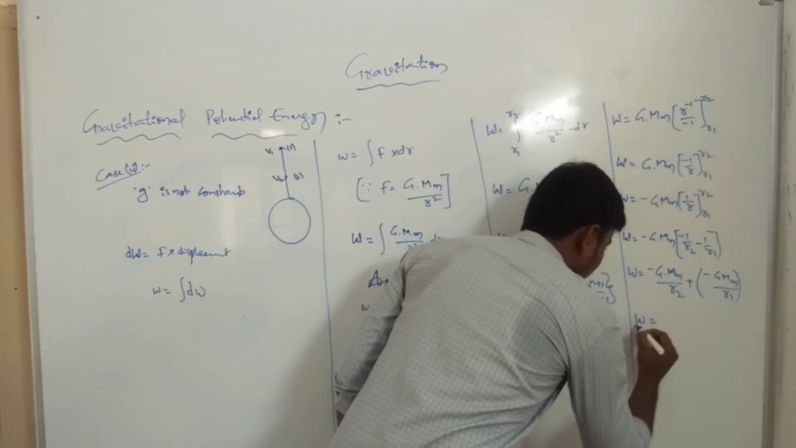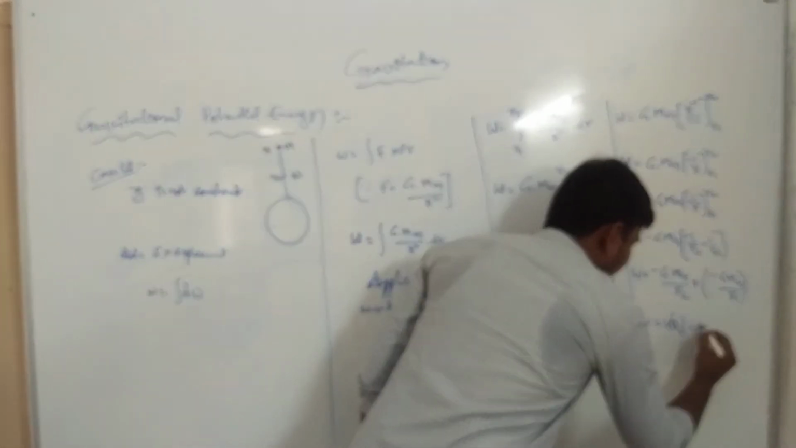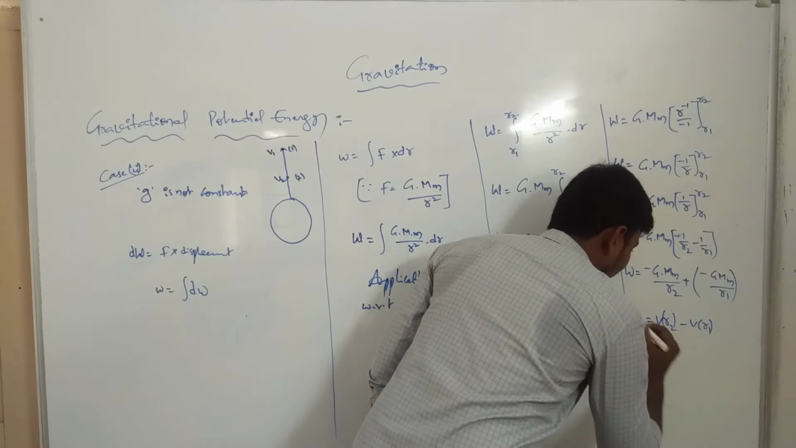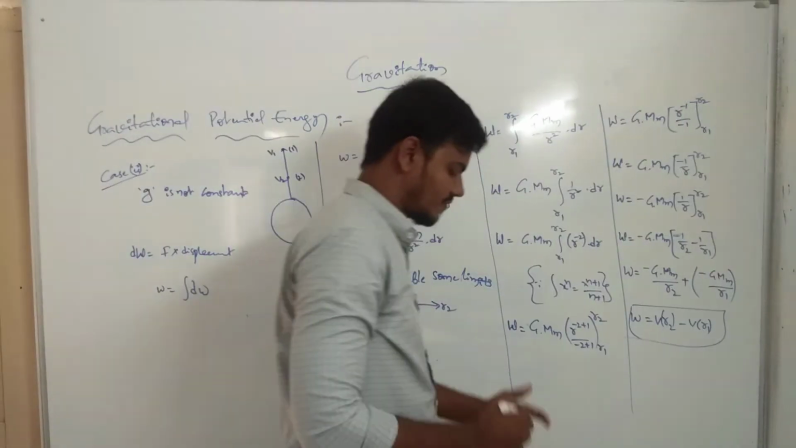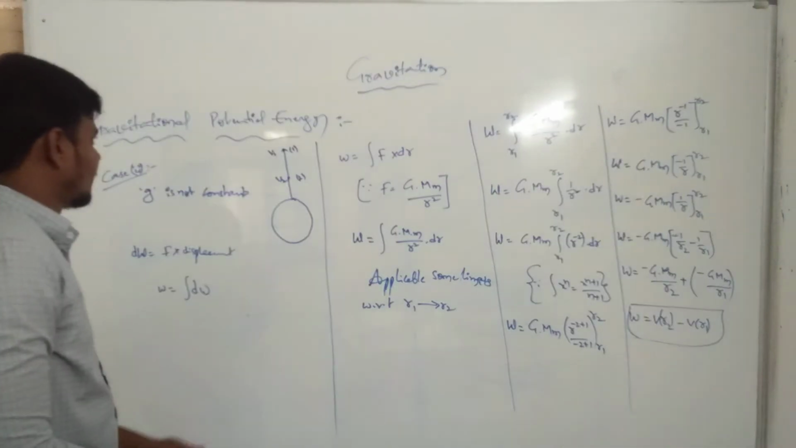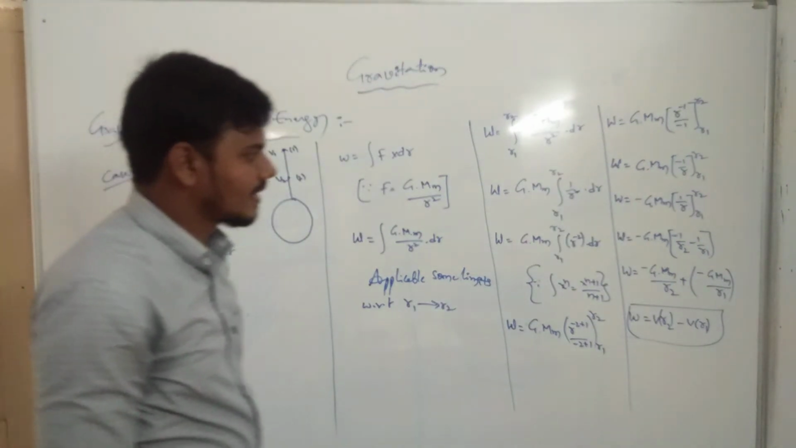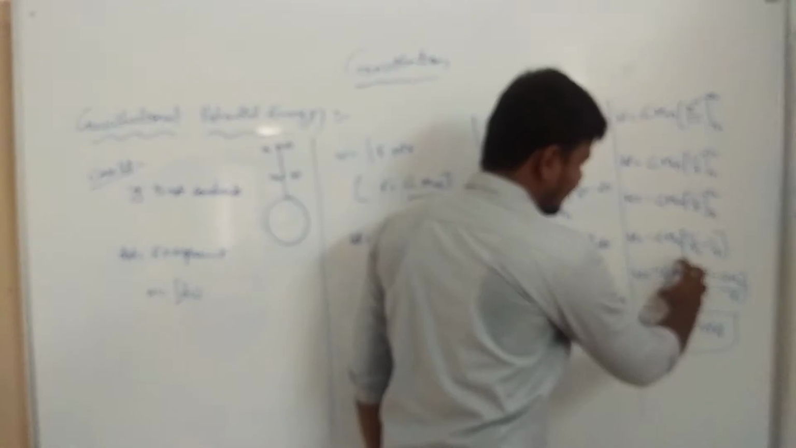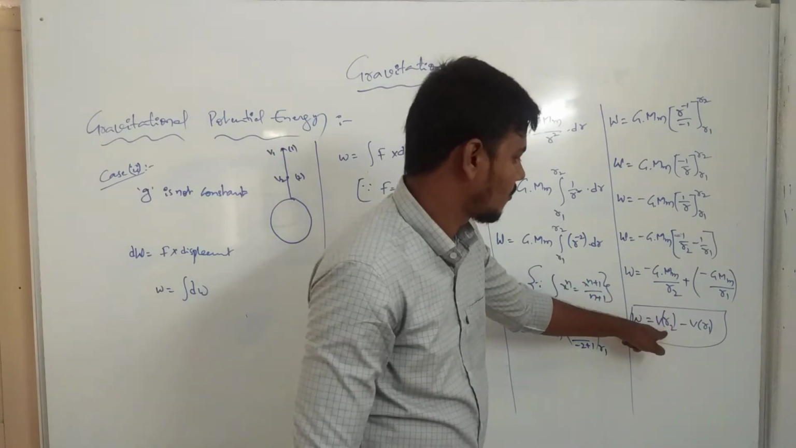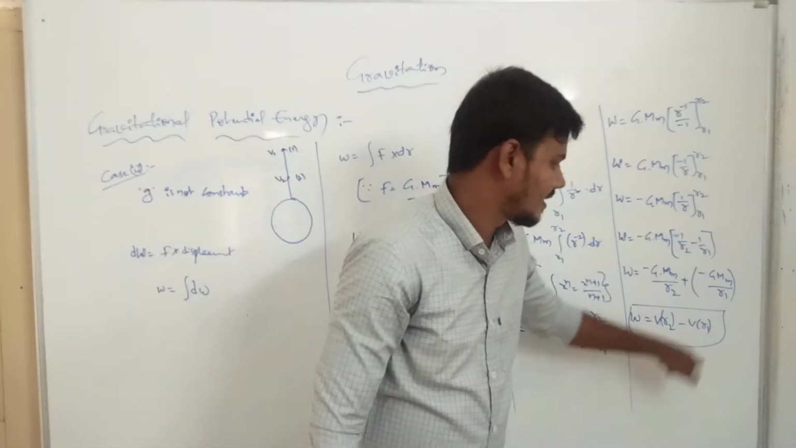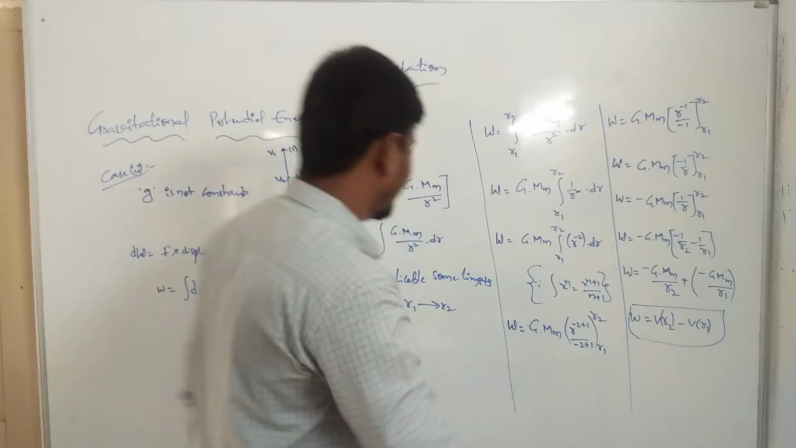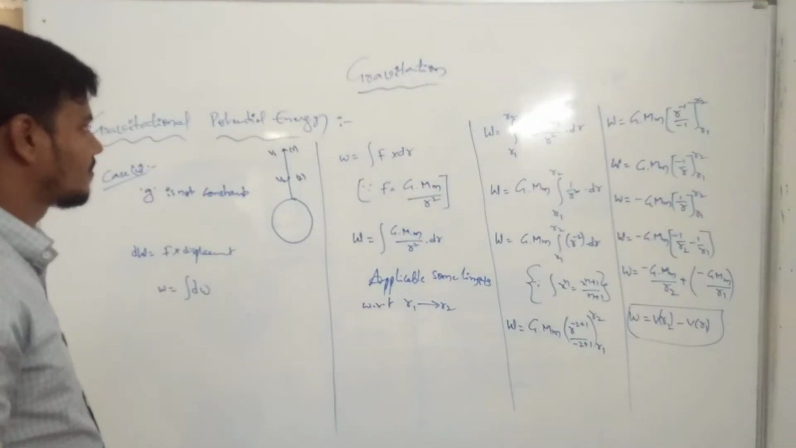W is equal to V of r2 minus V of r1. This is the function. Which function can we take? The gravitational potential energy function. We are introducing two types. First one, minus G M by r2, plus minus G M by r1 function. The first one we take as V of r2, the second one we take as V of r1. Those V of r1 and r2 functions are applicable in gravitation.